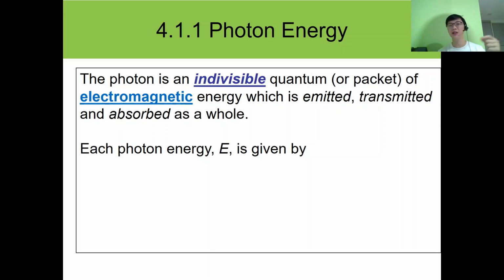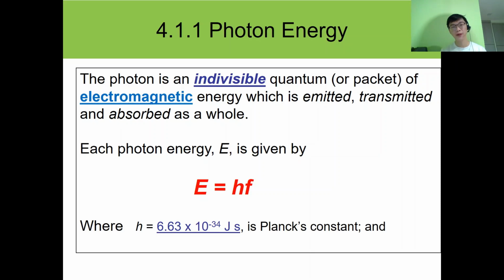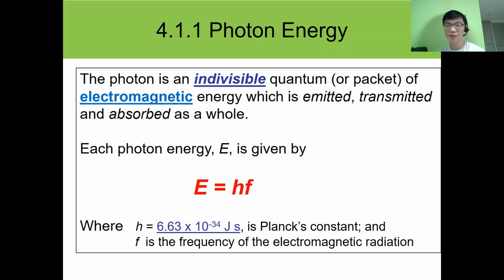A lot of students like to say it's an indivisible quantum of energy, missing out the keyword electromagnetic energy. So you have to write that in. And the equation is given by E equals hf. Very, very simple. H is Planck's constant. I've already introduced that to you. f is the frequency of the electromagnetic radiation.